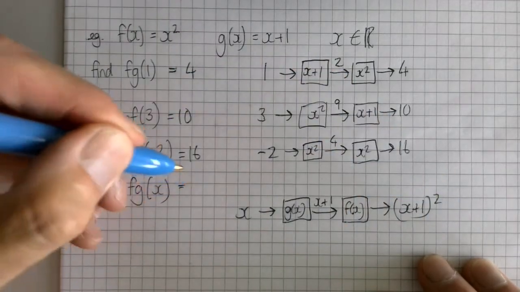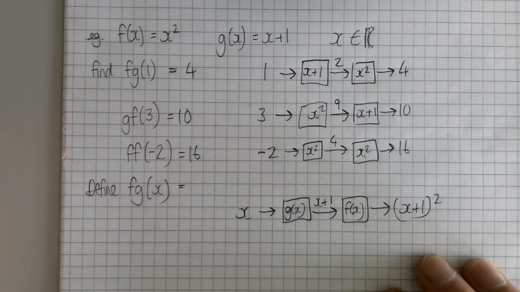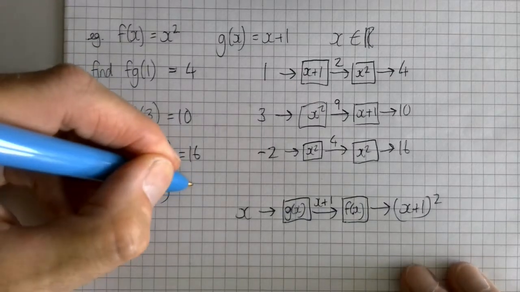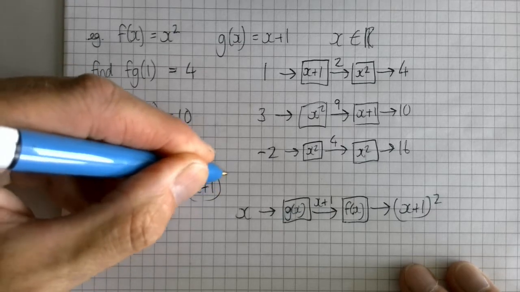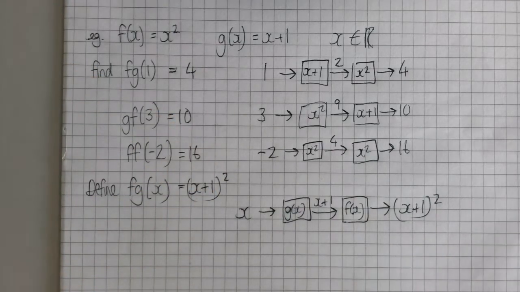So fg of x, sorry, the order is important, fg of x is x plus 1 squared, which you could have multiplied out, and that would have been brilliant. Let's just check. I'm saying the order is important.